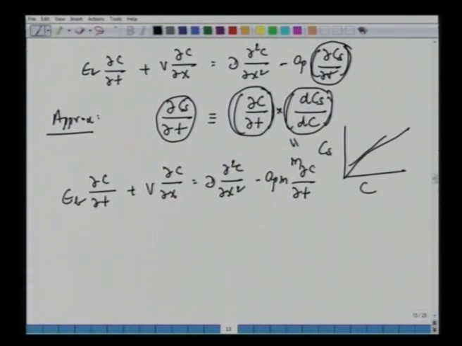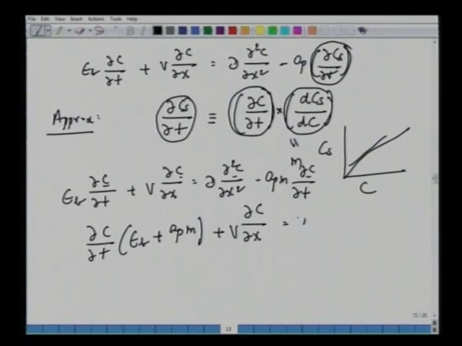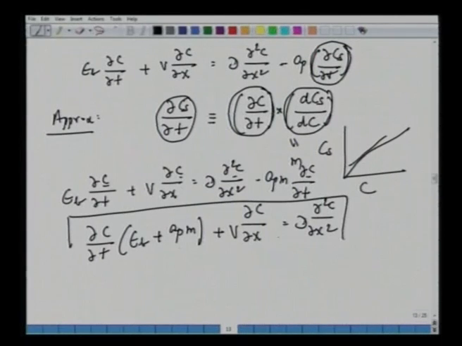So now notice we have just one variable C everywhere. That means we can write ∂C/∂t (ε_B + A_p·m) + v ∂C/∂x = D ∂²C/∂x², and those conditions remain the same as what we had earlier for time and for X. We can box this as the governing equation.